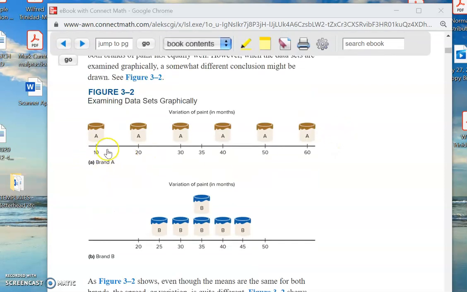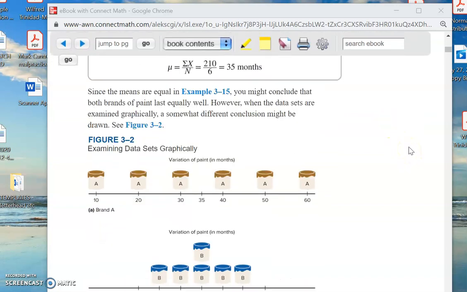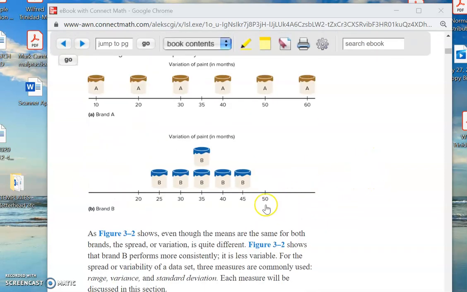So brand A, if you put this in a little graphical form, you'd find out that it is all spread out, whereas in brand B, the average is 35. In brand B, the smallest amount of time that it lasted was 25 and the greatest was 45. So it's all centered in here. It's not spread out. It doesn't vary very much from the mean, which is 35.